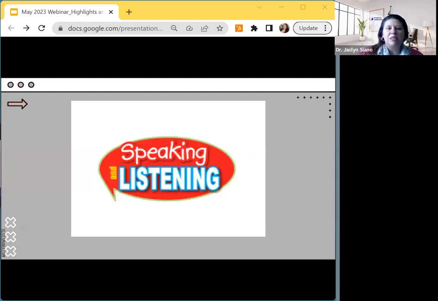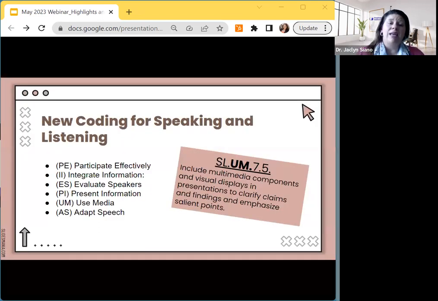And speaking and listening pretty much went unchanged in terms of the actual standards themselves. What they did do was they added coding. So you can see everybody has coding now. Just like when they revised the other content areas, everybody got coding. ELA, same way, now we have codes as well.